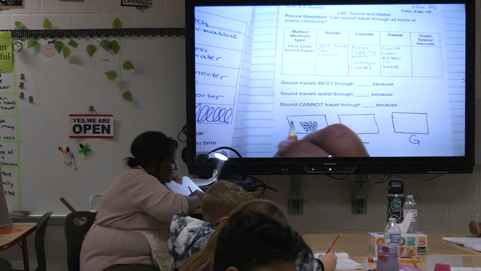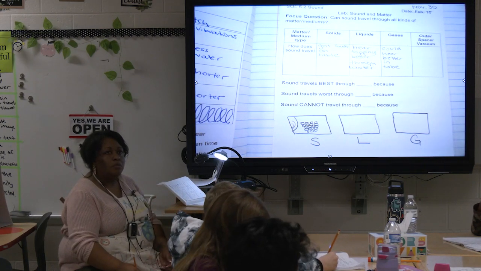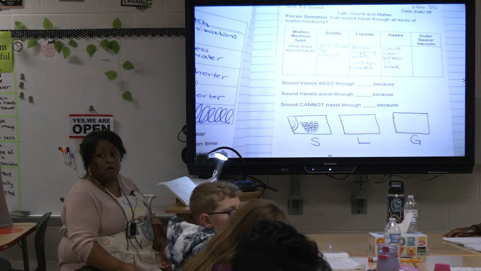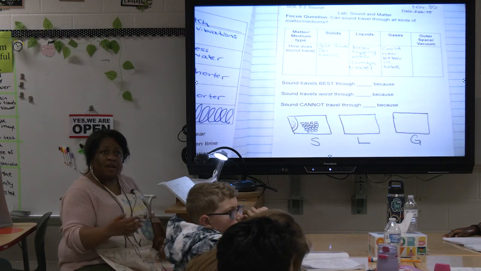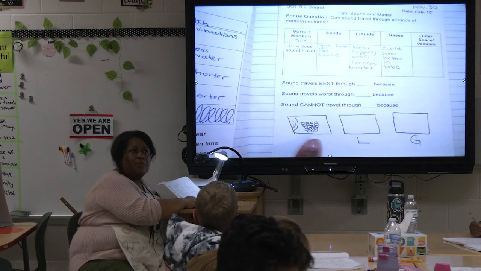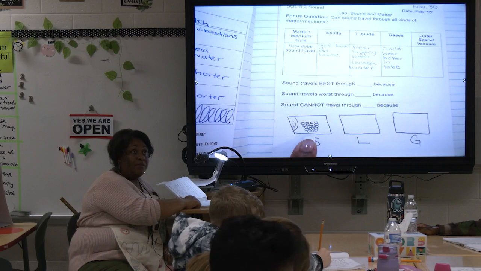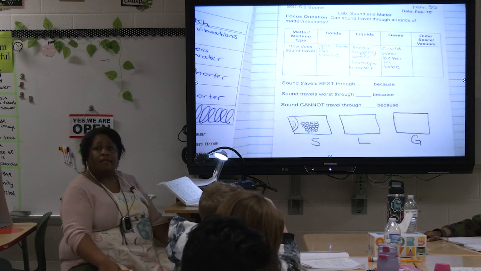So what do you think happens when sound hits a solid? Is it easy to travel through? No. No? Yes? I've got some yeses over here. Well, sound is vibrations. They bump into each other. Would it be easy for sound to bump into something that's closely packed together? No. If something's close together, it's not going to be easy to bump into each other. All right, let's talk about it.